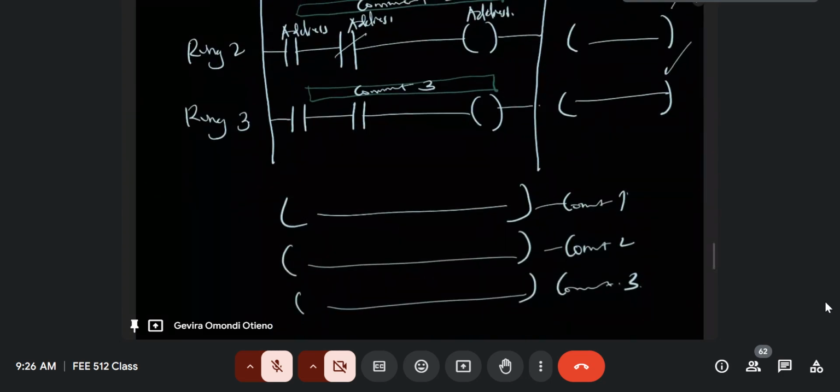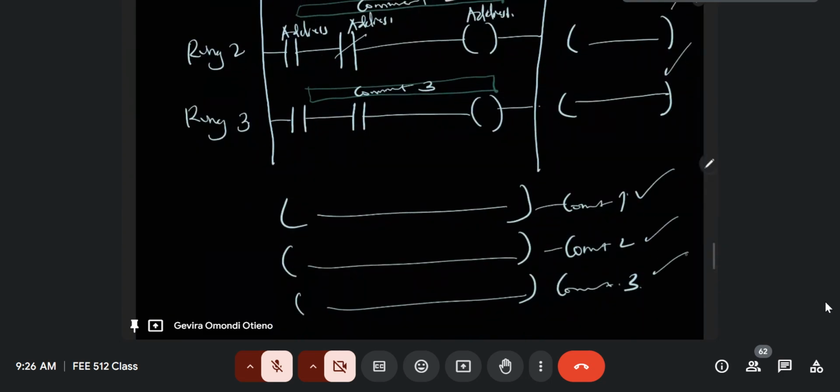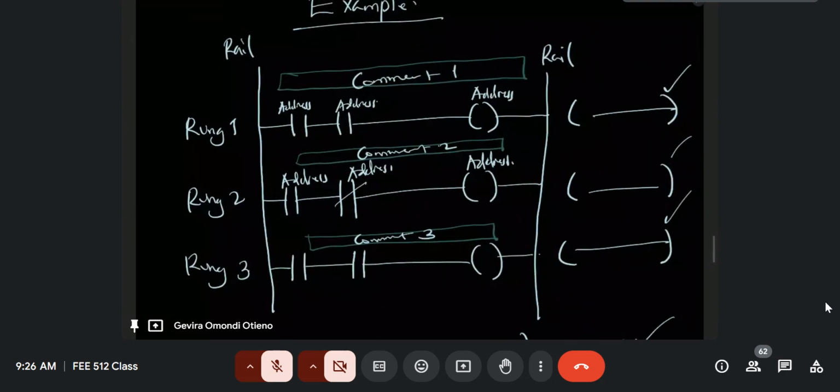So that's why we say, for space reasons, you can put your comments right at the bottom of your ladder diagram. But you have to comment for each rung. That means you have to tell us, what does rung 1 do? What does rung 2 do? What does rung 3 do? And remember, I will try as much as possible to do as many examples with you for real-world applications so that you understand exactly what I'm talking about.